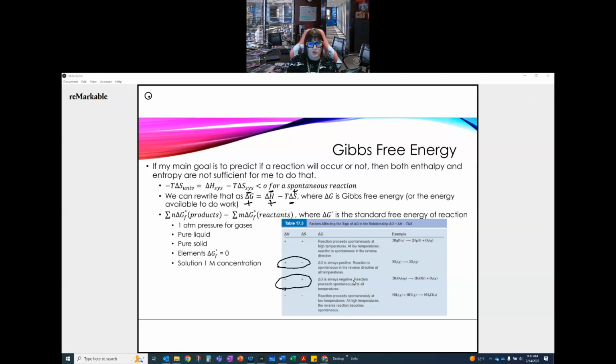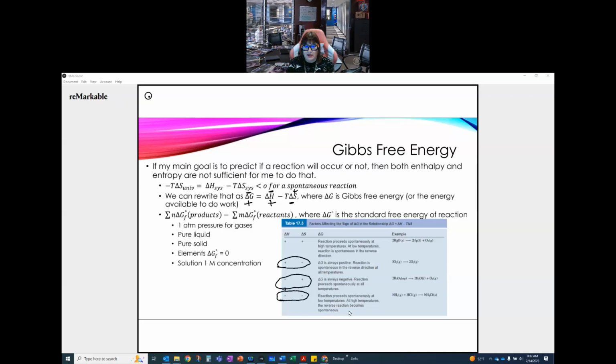So the negative delta H will outweigh the negative delta S at small temperatures. And that's what we see down here. The reaction proceeds spontaneously at low temperatures. At high temperatures, the reverse reaction becomes spontaneous. That's because we have a negative delta H and a negative delta S. Delta S not being favorable, it has to be low temperature. That has to be a small contributing factor for this to work.